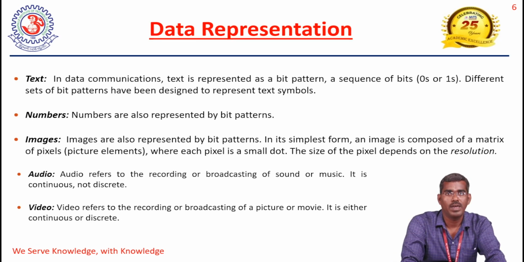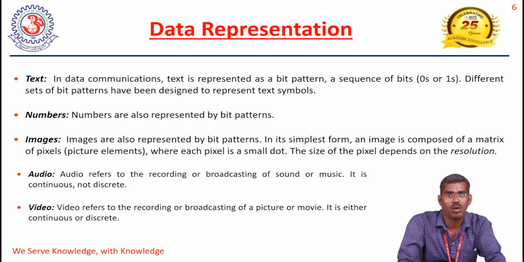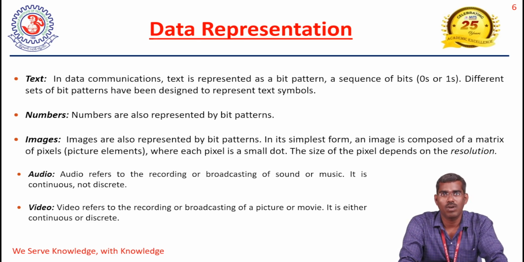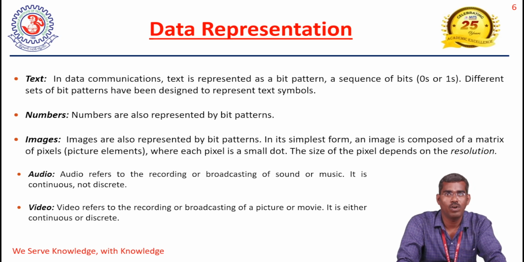Next one, data representation. How can we represent our data? Data can be represented in the form of text, numbers, images, audio, and video. Text is a bit pattern, that is a sequence of bits, zeros or ones. Numbers are also represented by bit patterns. Images are also represented by bit patterns, composed using pixels. Audio refers to the recording or broadcasting of sound or music. Video refers to the recording or broadcasting of pictures or movies. These are the ways to represent our data.